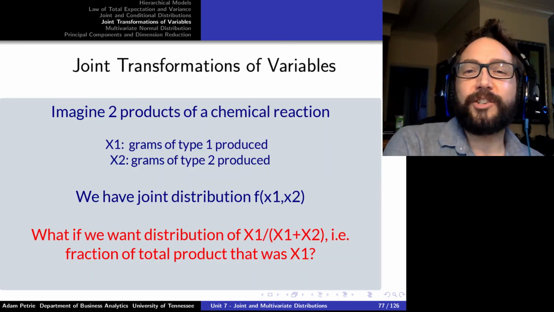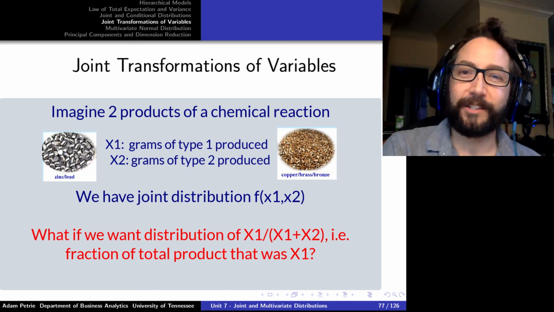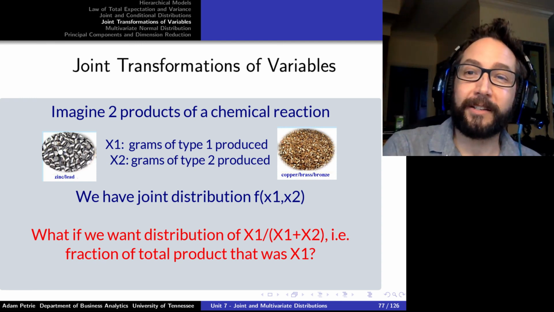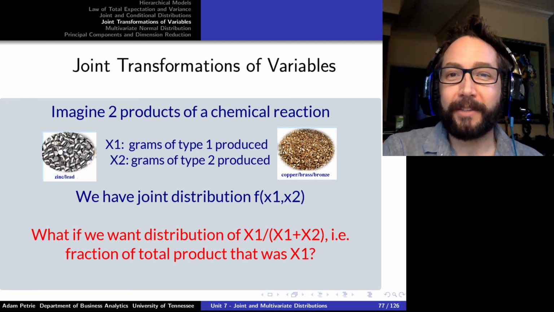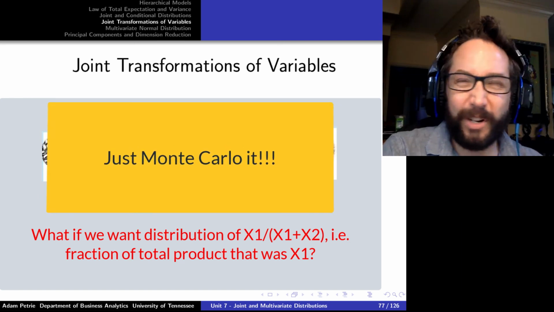Now, what are we going to do if we have the joint distribution of, say, x1 and x2, but what we're really interested in is something more sophisticated, some transformation of those two quantities? Like, what if I wanted to know something about the distribution of x1 over x1 plus x2? Well, there's a lot of math. We're going to nope out on this.